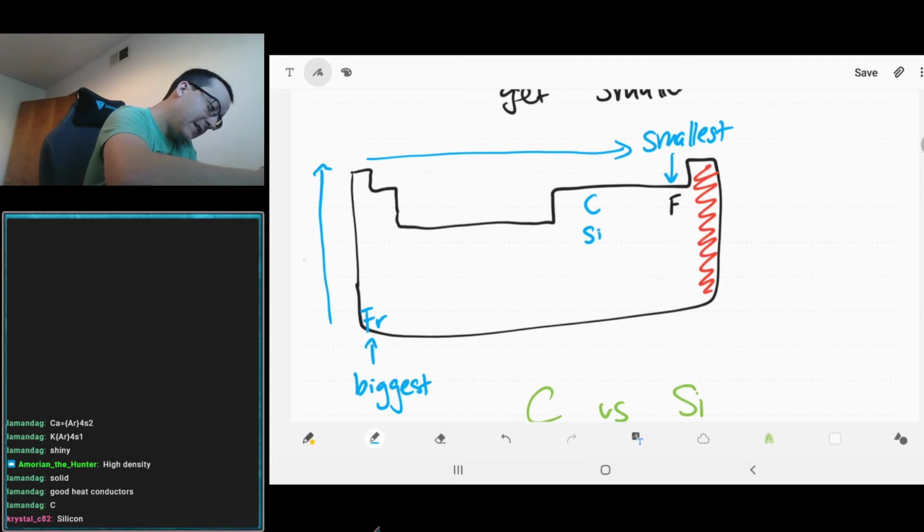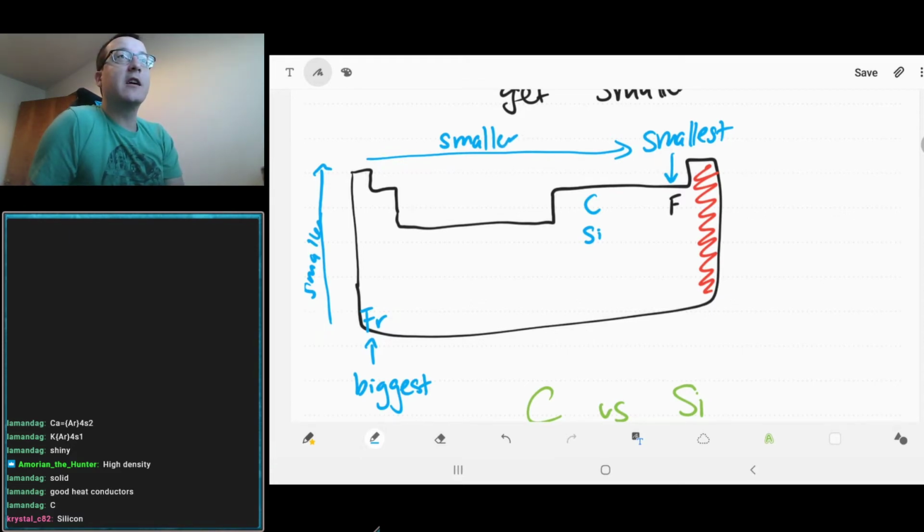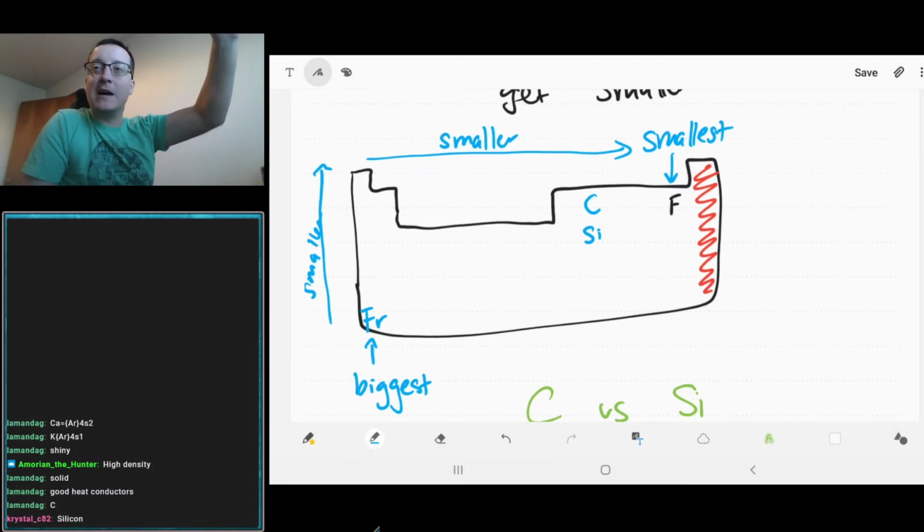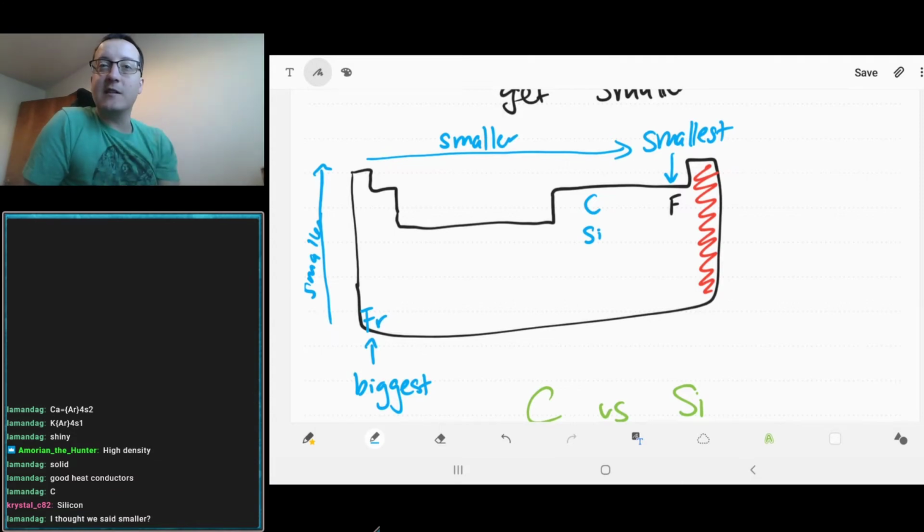Remember that these lines are going to be our comparison here. So as we go up, we get smaller, right? So carbon being above silicon means carbon is going to be smaller.